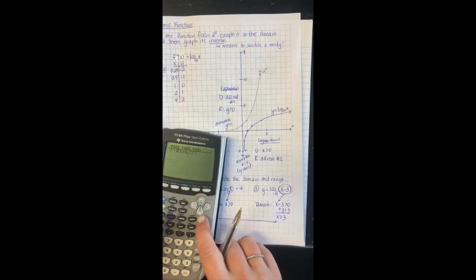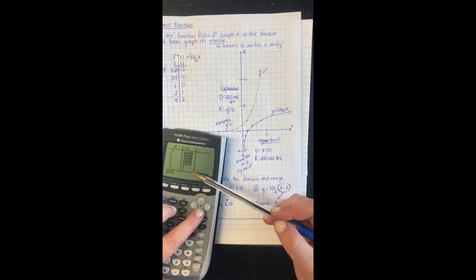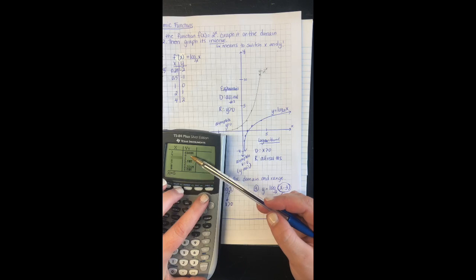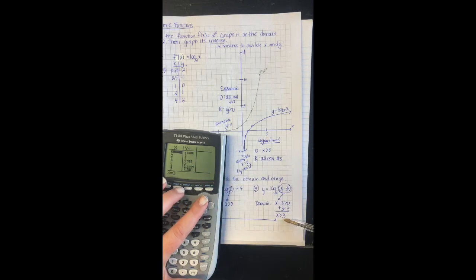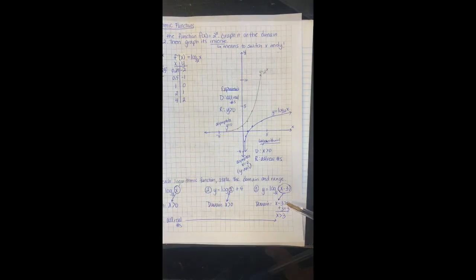If you want to check this, type in your calculator log base 2 of x minus 3 and take a look at your table. Okay? When you plug in numbers that are bigger than 3, you're getting a value. But if you try to plug in 3, you're no longer getting a value. And if you plug in anything less than 3, you're no longer getting a value. That's because it's undefined when x is not greater than 3. Okay?